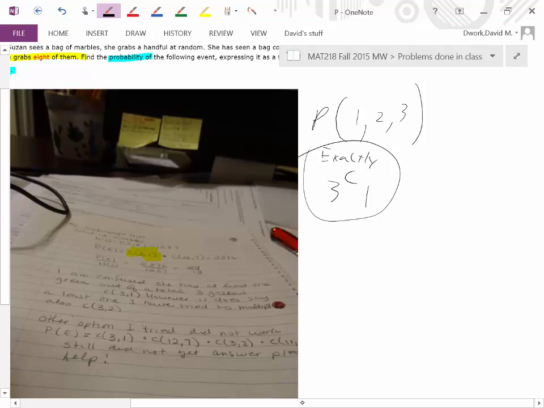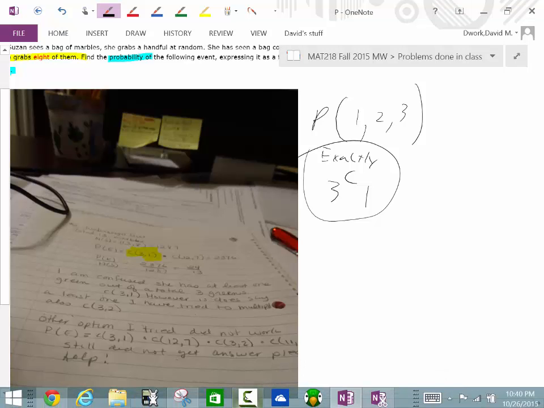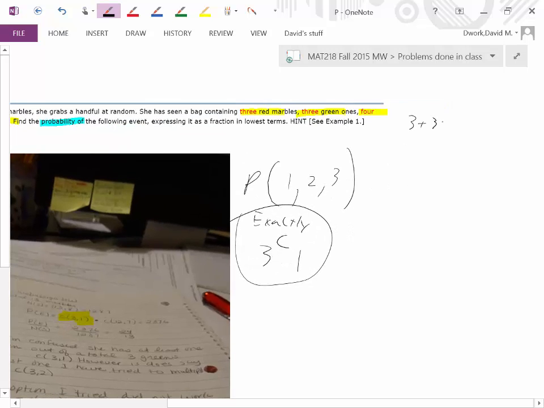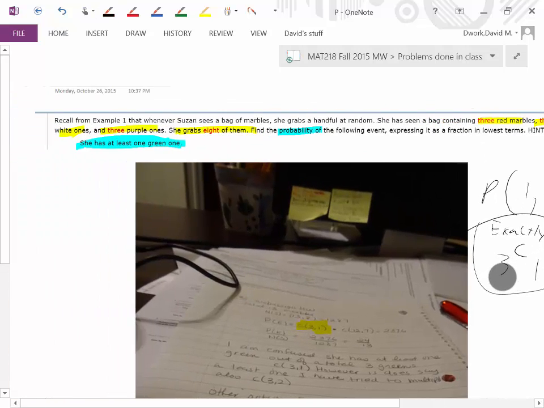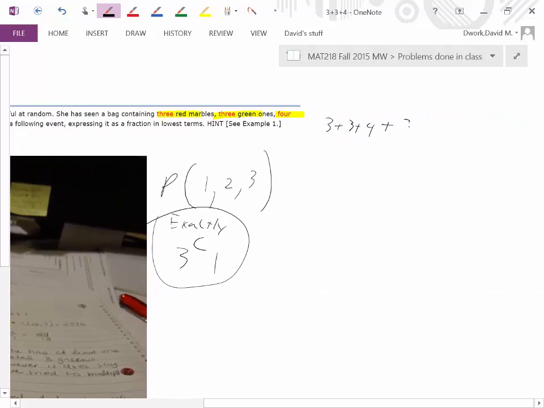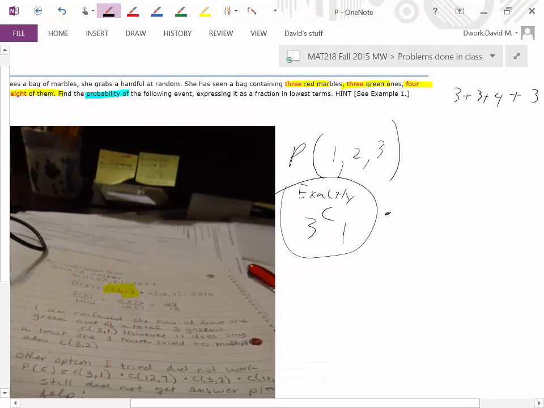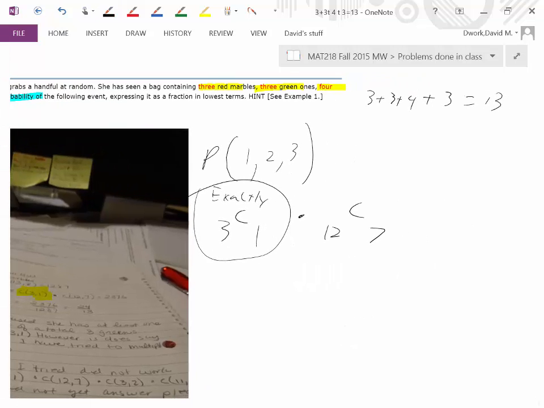Now, let me just count up the marbles really fast here. So what we're looking at here is 3 plus 3 plus 4 plus 3. So that makes 6, 10, 13. So there's 13 marbles in the bag. Okay, so then what you said is, all right, times 12C7. So what you were saying were there are 12 other marbles in the bag, and those could be greens and those could be other. Well, what you have done by doing that is you've implied order unintentionally.